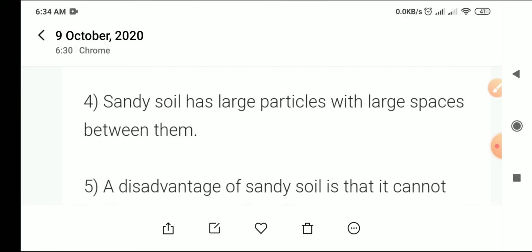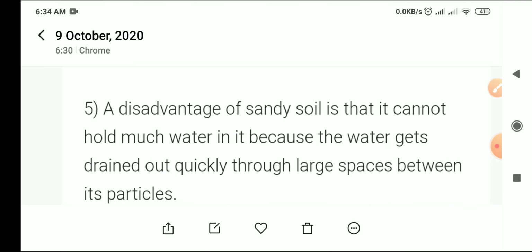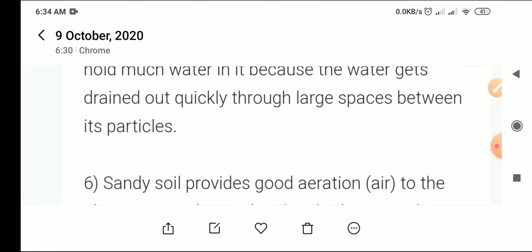Now, what is the disadvantage of sandy soil? The disadvantage is that it cannot hold much water. This is because the water gets drained out quickly through the larger spaces between its particles. Definitely, because it does not hold water, it is not good for agricultural purposes.